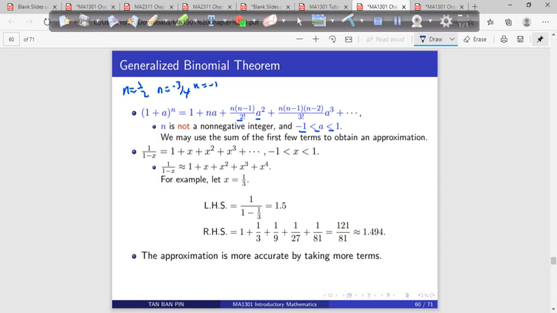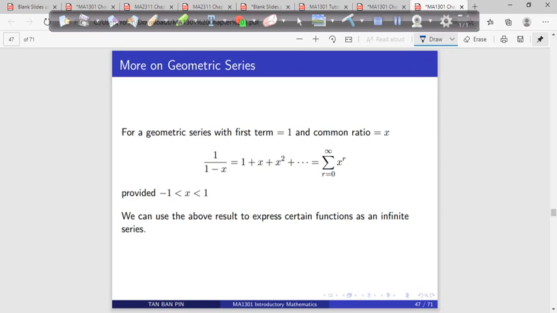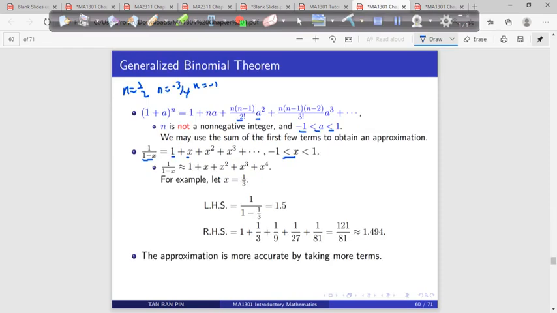And previously we know that 1 over 1 minus x can be expanded as 1 plus x plus x squared, x cubed, and so on, with x between minus 1 and 1. So that's what we have done last week. You need x between minus 1 and 1 for the expansion to be valid. So for the generalized binomial theorem, for the expansion to be valid, you need a to be between minus 1 and 1.